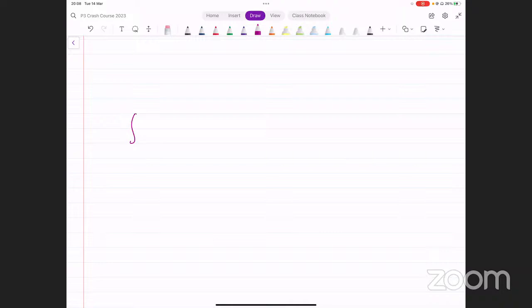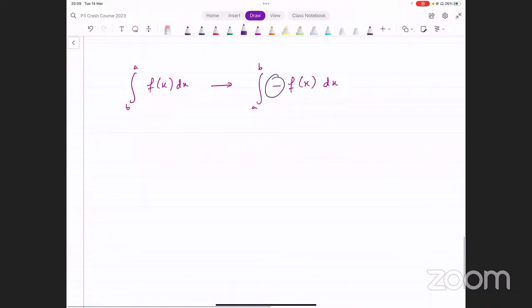Sometimes when they ask you to show something like that, what happens is, if you have a function like this, f of x, that has limits from b to a, you could interchange the limits if you want. You could change the limits to a to b if you multiply this function by a negative sign, minus f of x. So if you want to interchange the limits, you would have to multiply with a negative there.